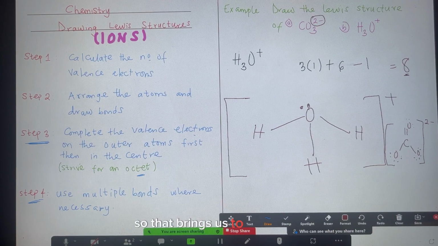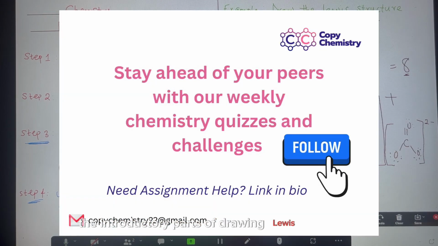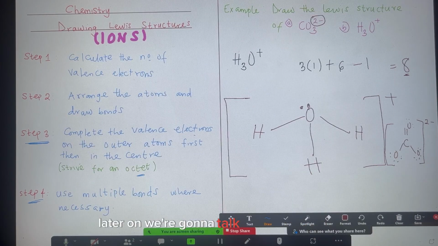So that brings us to the end of the introductory parts of drawing Lewis structures. Later on, we're going to talk about the shapes, how to know the shapes, how to know that the H3O plus is a tetrahedral shape, and other things as well will follow.